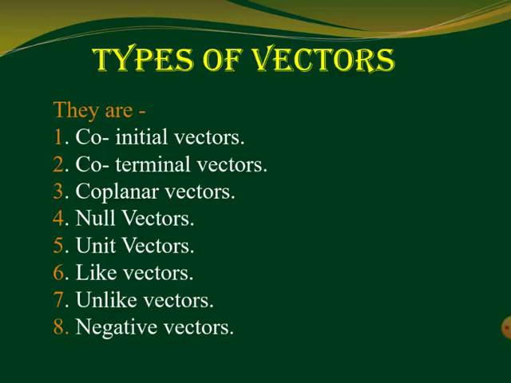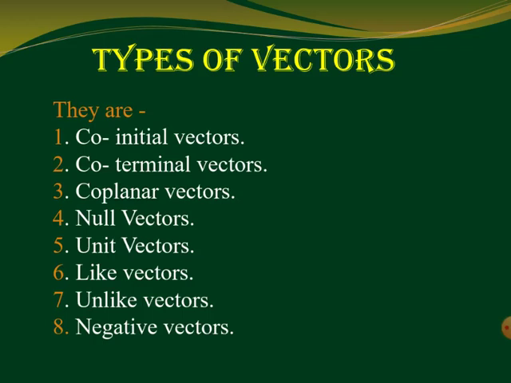Now let's see the different types of vectors. They are coinitial vectors, coterminal vectors, coplanar vectors, null vector, unit vectors, like vectors, unlike vectors, negative vectors, fixed vectors, free vectors. There are lots of terms to be discussed. I will tell you one by one, and you can even pause this video and note down those different things about these different terms.